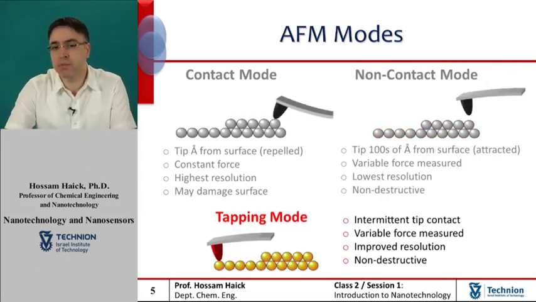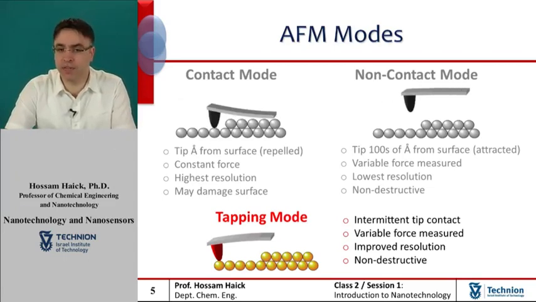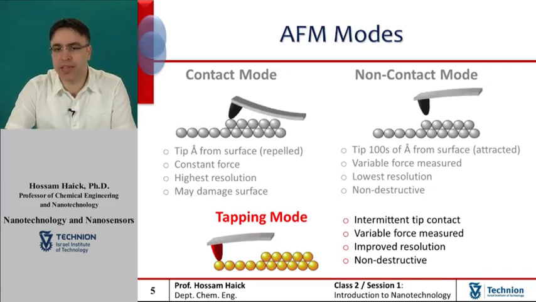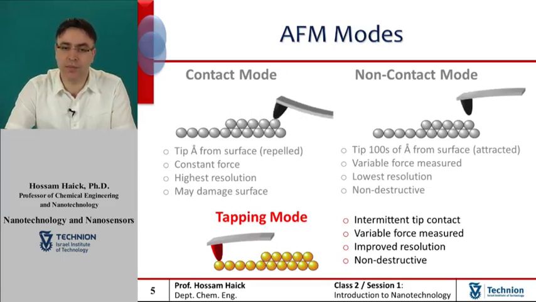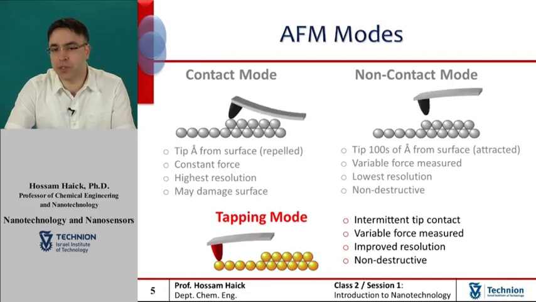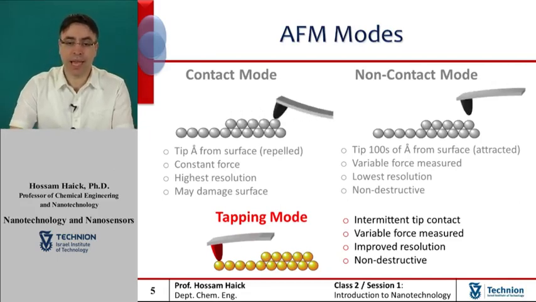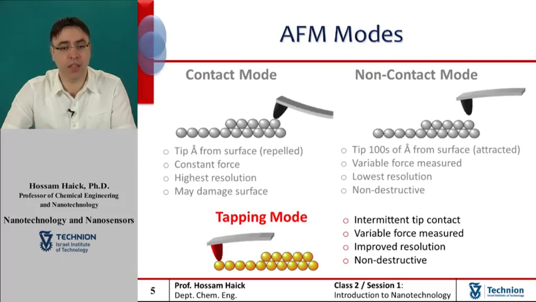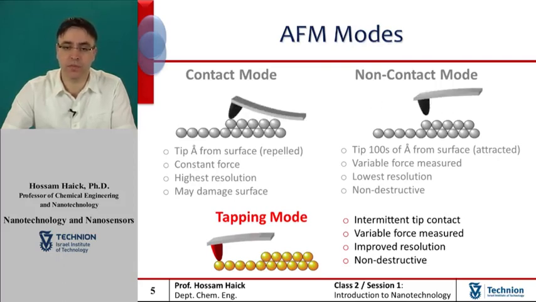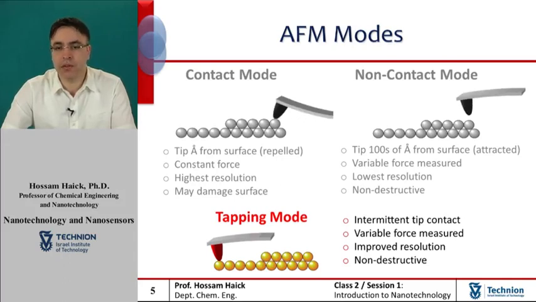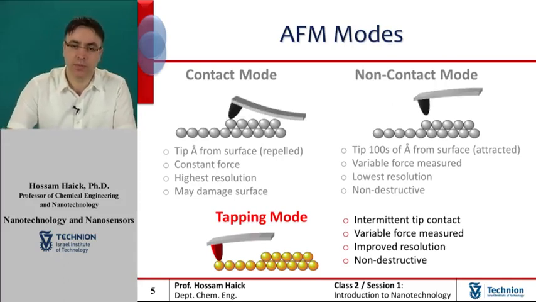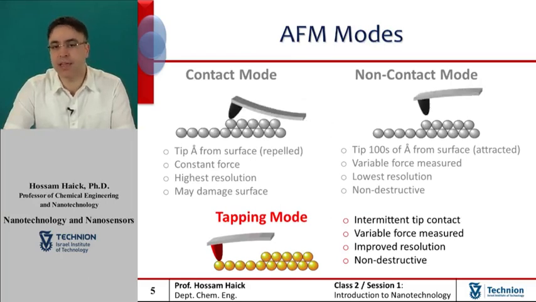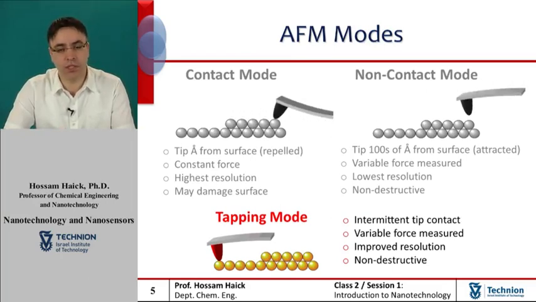An intermediate mode between the contact and non-contact modes is called tapping mode. In this mode of operation, the cantilever is oscillated at its resonant frequency. The probe lightly taps on the sample surface during scanning, contacting the surface at the bottom of its swing. By maintaining constant oscillation amplitude, a constant tip sample interaction is maintained and an image of the surface is obtained.